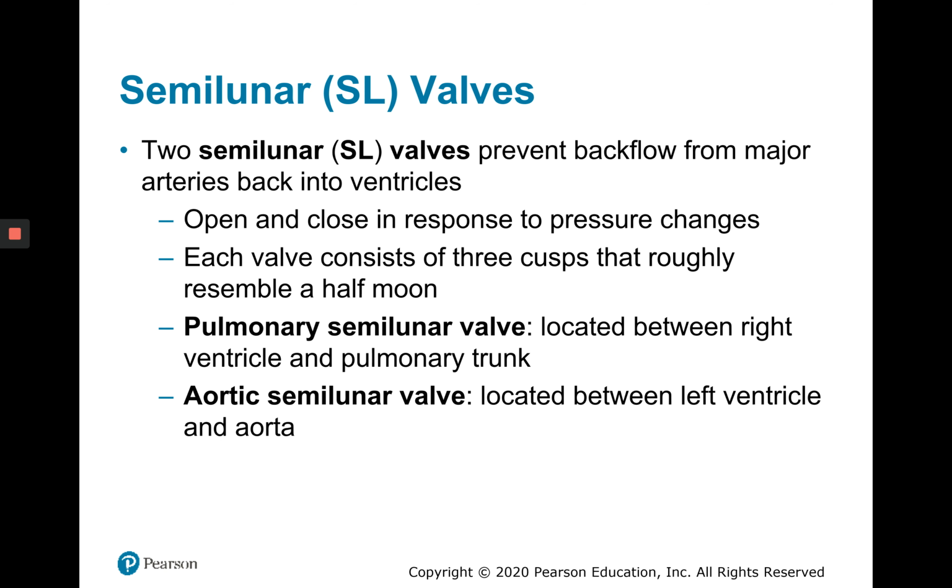The pulmonary semilunar valve is located on the right side of the heart, and the aortic semilunar valve is located on the left side of the heart. So the pulmonary semilunar valve is separating the right ventricle and the pulmonary trunk. Keep in mind the pulmonary trunk separates into a left and right pulmonary artery, and the aortic semilunar valve is separating the left ventricle from the aorta.